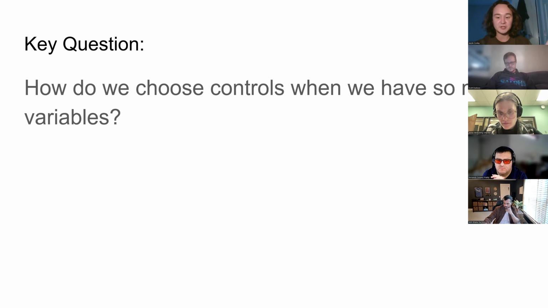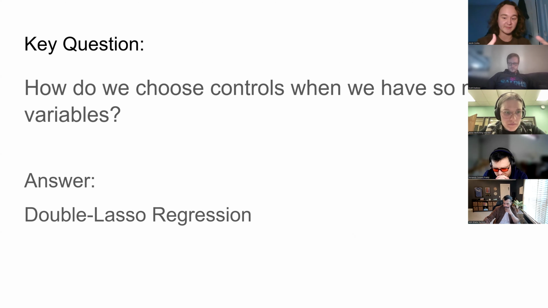So this brings us to the central question. When we're faced with thousands of potential control variables, like in Add Health, how do we systematically determine which ones actually matter? Which variables do we actually need to include to get an accurate estimate of our causal effect? And this is where double lasso regression comes in. It's a statistical method that helps us tackle exactly this problem, variable selection in complex data sets.